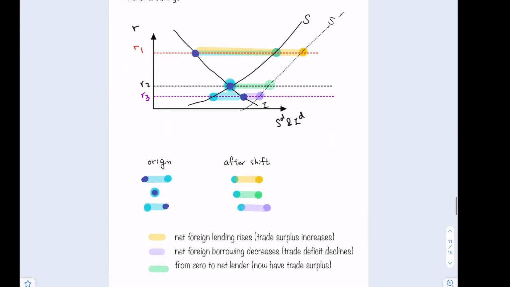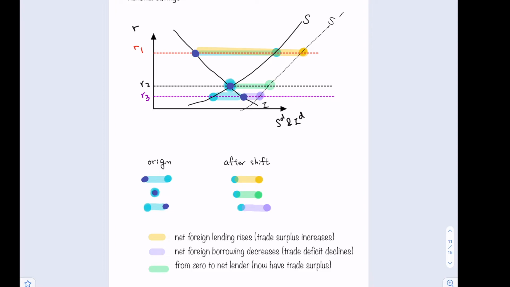So in conclusion, from this example, we show that for an economy that faces the real world interest rate at R1, given the shock, its foreign lending increases, which also implies that its trade surplus should increase. On the other hand, if the economy faces a world real interest rate that is at R3, then its net foreign borrowing decreases.